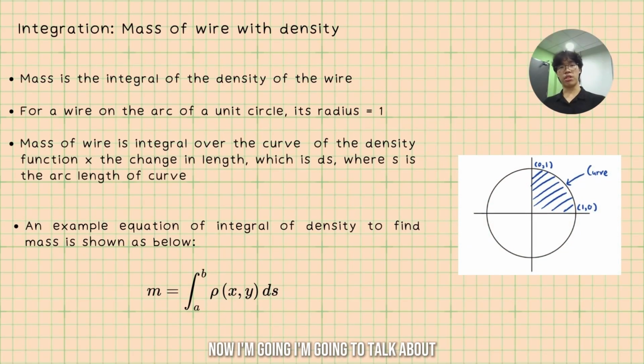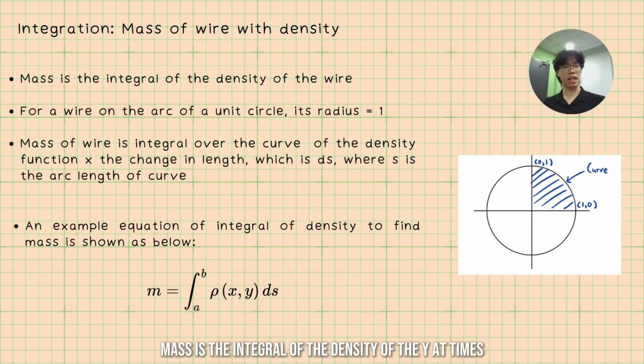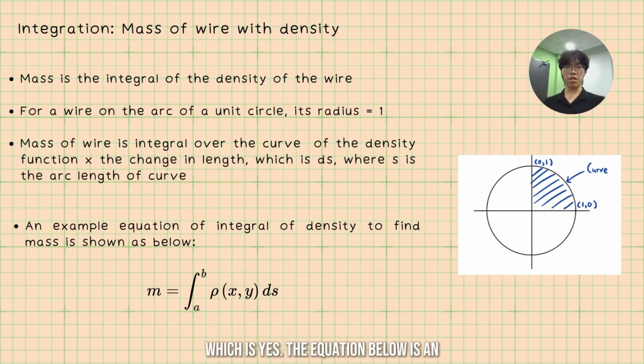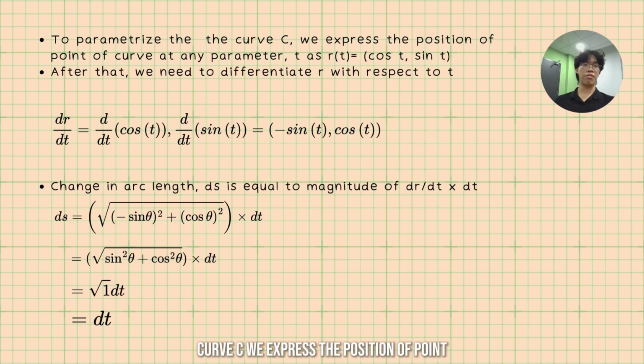Now I'm going to talk about integration by using the calculation of the mass of a wire with density. Mass is the integral of the density of the wire times the change in arc length of the curve, which is ds. The equation below is an example of an integral of density to find mass. To parameterize the curve C, we express the position of a point on the curve at parameter t, which is the angle measured from the positive x-axis.